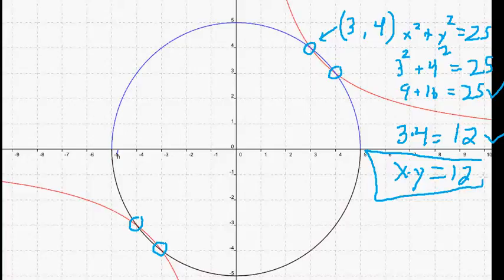So we just verified that that point works, and you can verify that all the other points work in a similar fashion. You know, 3 times 4, 3 and 4, that'll obviously work, and for the other ones you're reversing the signs, but it doesn't matter because negative times negative is positive, and when you square a negative, it becomes positive. So all these points are indeed the correct points.